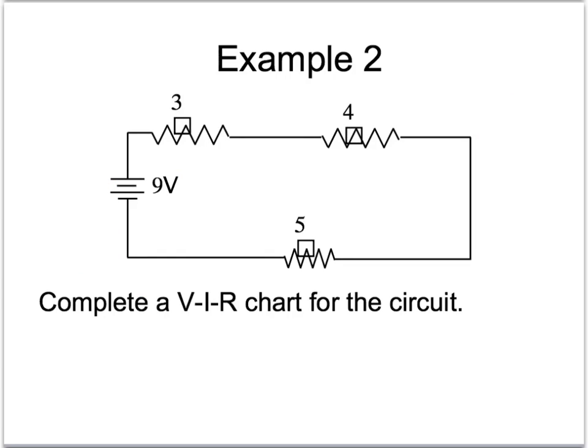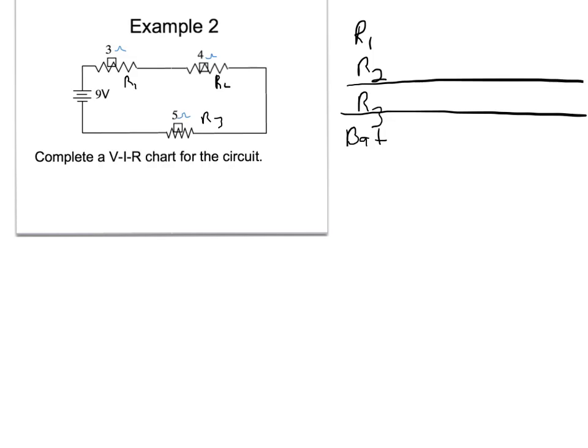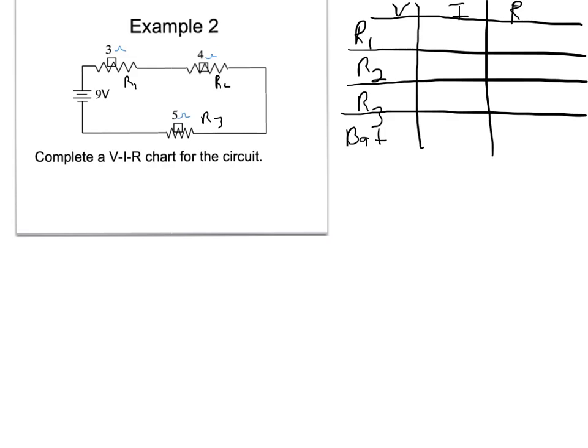Now let's try this circuit with a 3 ohm, 4 ohm, and 5 ohm all in series. So in this VIR chart, I will have, say, resistor 1, resistor 2, resistor 3, and the battery. R1, R2, R3, and battery. They do not always just have to have 3 resistors. It's however many are in the circuit. And we will have a V, an I, and an R. Okay. So things I can fill in first.